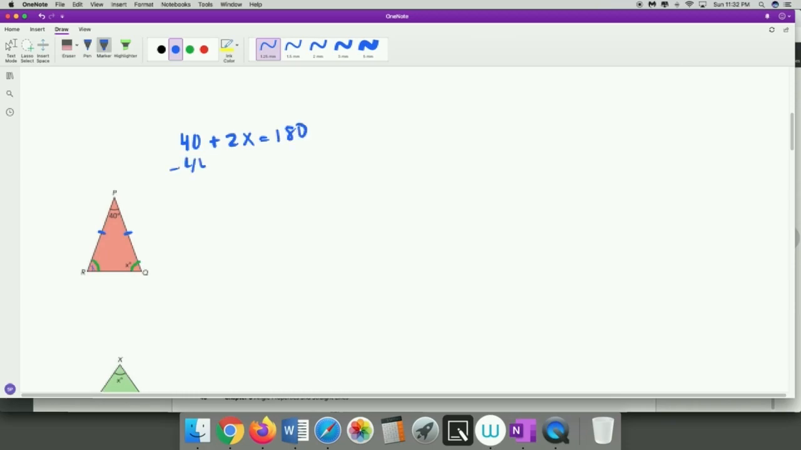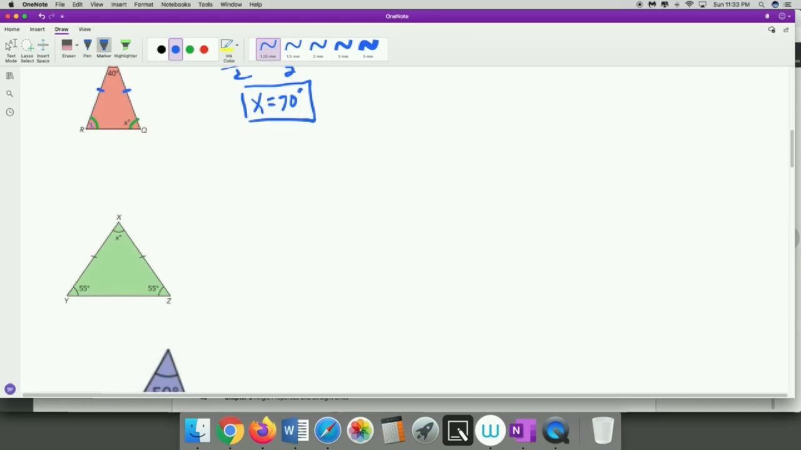We subtract out 40 from both sides. Those cancel out. I'm left with 2x equal to 140. Divide both sides by 2. And then, of course, x is equal to 70 degrees. All right, and that makes sense. That looks like a 70-degree angle. So we're good. Moving along.